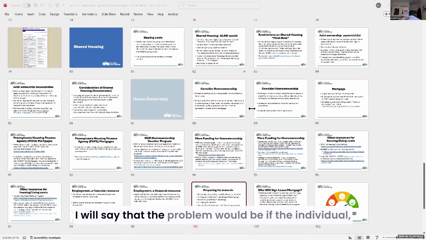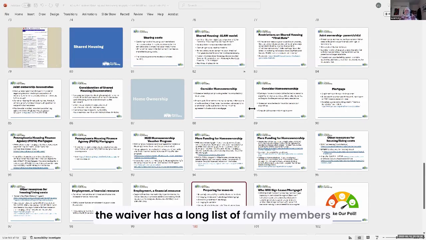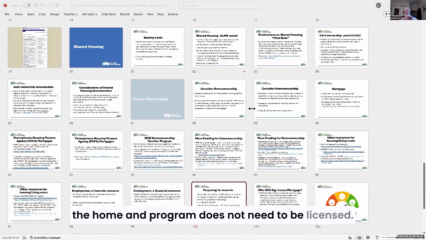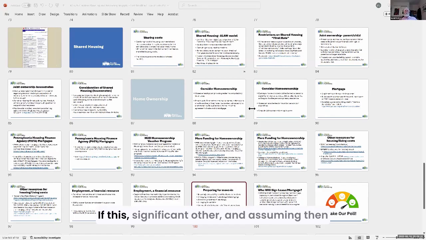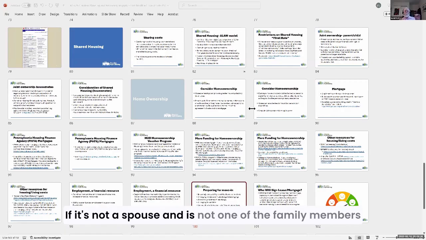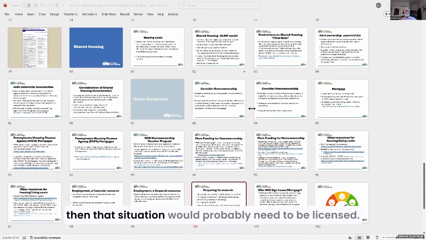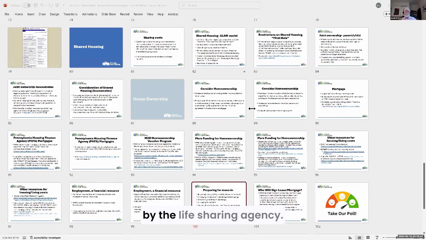I will say that the problem would be, the waiver has a long list of family members who can serve as the host family for whom the home and program does not need to be licensed. If this significant other, and assuming then it's not a spouse, because if it's a spouse, then that's not going to work at all. If it's not a spouse and is not one of the family members as specified in the waiver, then that situation would probably need to be licensed. And that is something that is done by the life sharing agency. And that's kind of a big deal to license it.